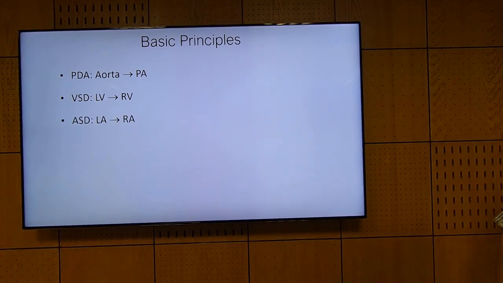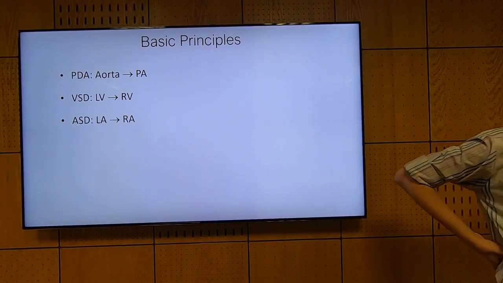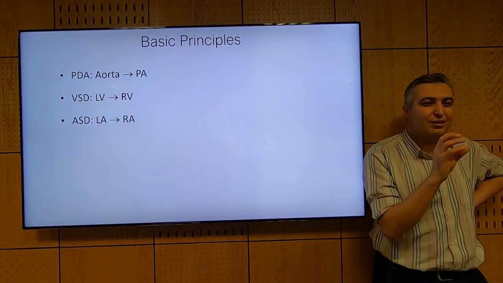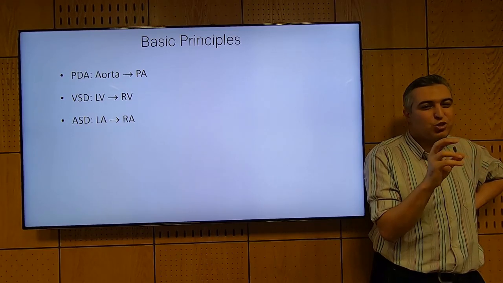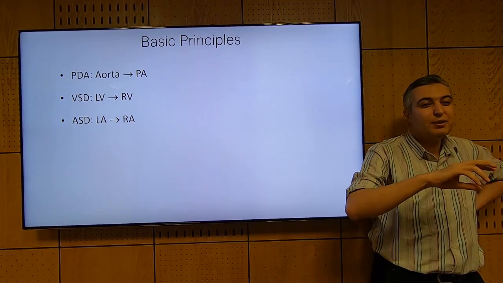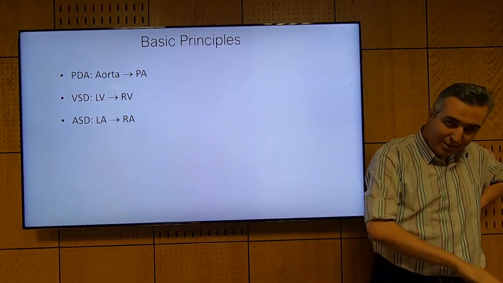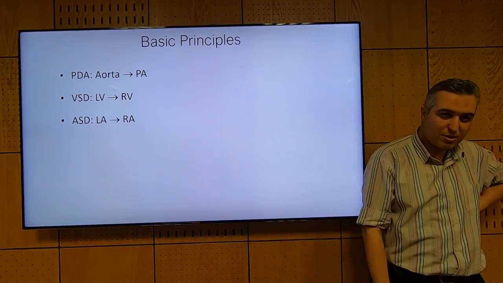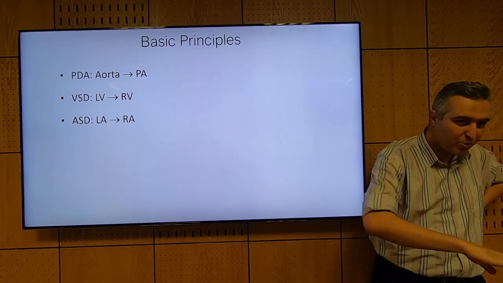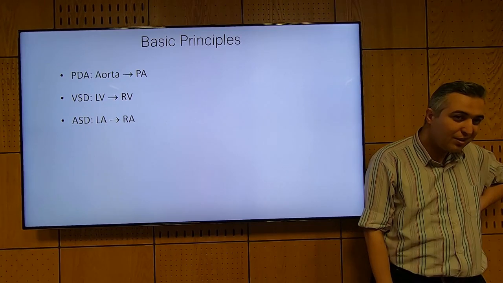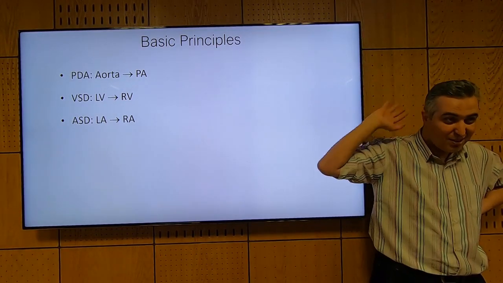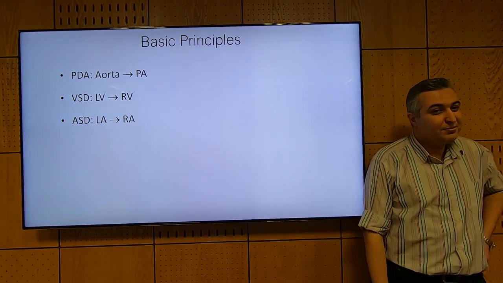What about ASD? If a patient has a communication between the left atrium and right atrium, would the flow be from LA to RA or the opposite? From left atrium to right atrium, or from right atrium to left atrium? And why? Left atrium to right atrium, so still a left to right shunt. Why is that? Left atrial pressure is higher.